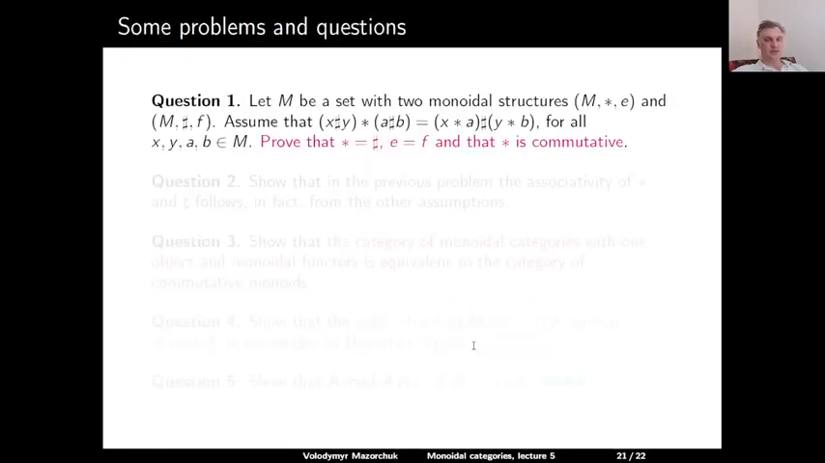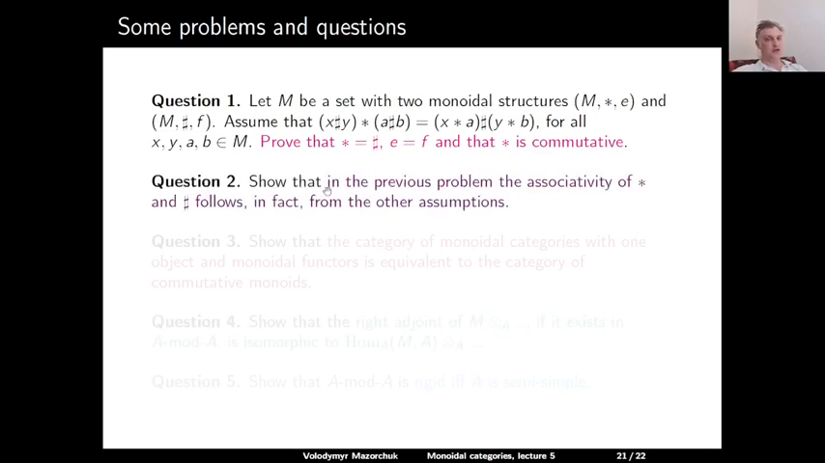Some further problems and questions. Question 1. Let M be a set with two monoidal structures, (M, star, E) and (M, sharp, F). Assume that these two structures satisfy the interchange law. So (X sharp Y) star (A sharp B) is equal to (X star A) sharp (Y star B) for all X, Y, A, and B in M. Prove that star is equal to sharp, E is equal to F, and that this common operation star is commutative.